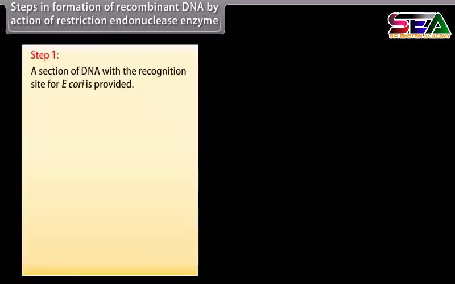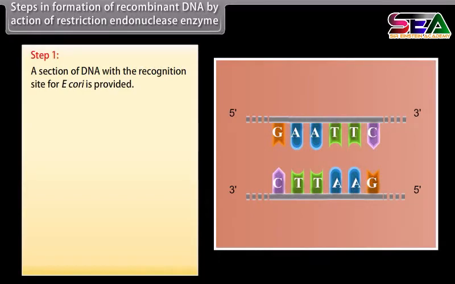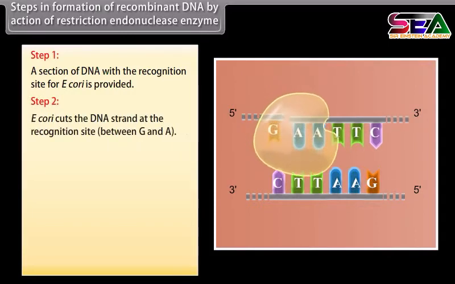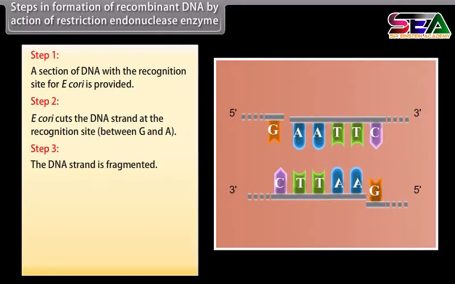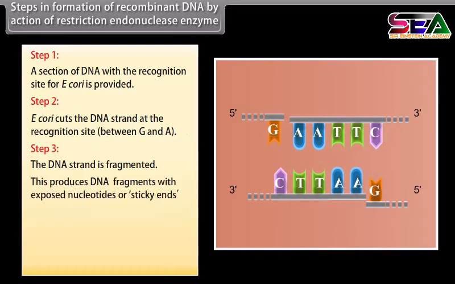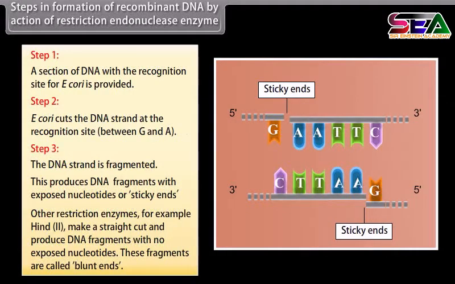Step 1. A section of DNA with a recognition site for EcoRI is provided below. Step 2. EcoRI cuts the DNA strand at the recognition site between G and A. Step 3. The DNA strand is fragmented. This produces DNA fragments with exposed nucleotides or sticky ends. Other restriction enzymes, for example Hind II, make a straight cut and produce DNA fragments with no exposed nucleotides. These fragments are called blunt ends.